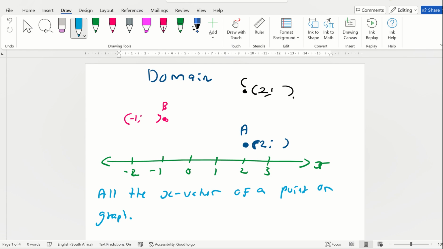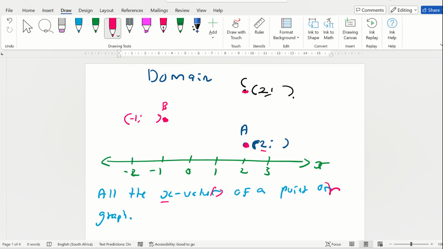Or a line, yeah. So how do I connect this definition with this? All the x values of a point on a graph. So if they ask you what is the domain of point A, you say the domain is 2. Why? Because this point A only consists of just one point, and that one point has a coordinate of 2. If they ask you what is the domain of point C, your answer will be 2, because what is the domain? All the x values of a point or graph. So this point has only one x value, which is 2.